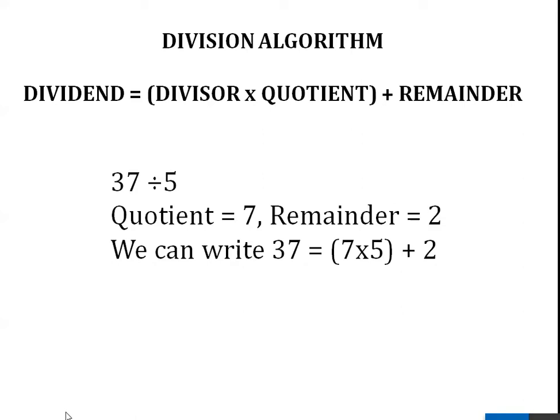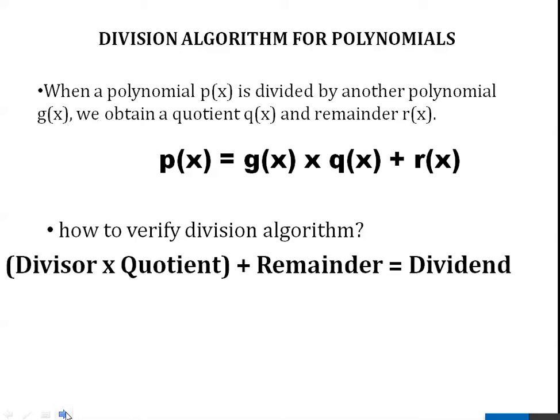Now, let us see what the division algorithm for polynomials is. When a polynomial p of x is divided by another polynomial g of x, we obtain a quotient q of x and remainder r of x. So, this is the division algorithm for polynomials. p of x is the dividend, g of x is the divisor, q of x is the quotient and r of x is the remainder.